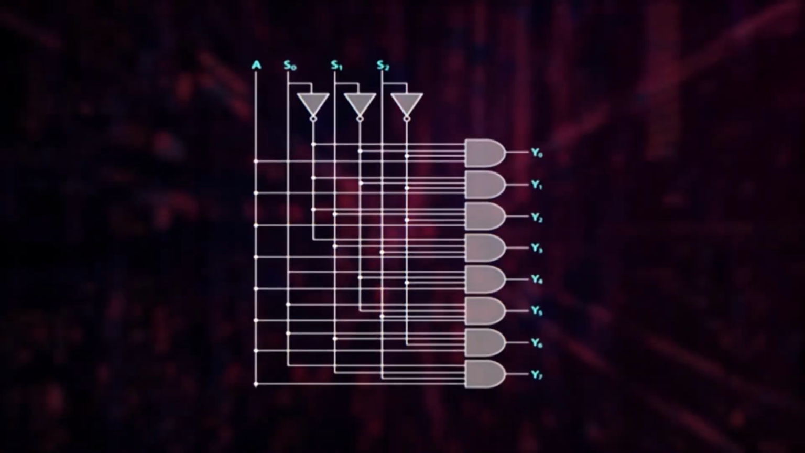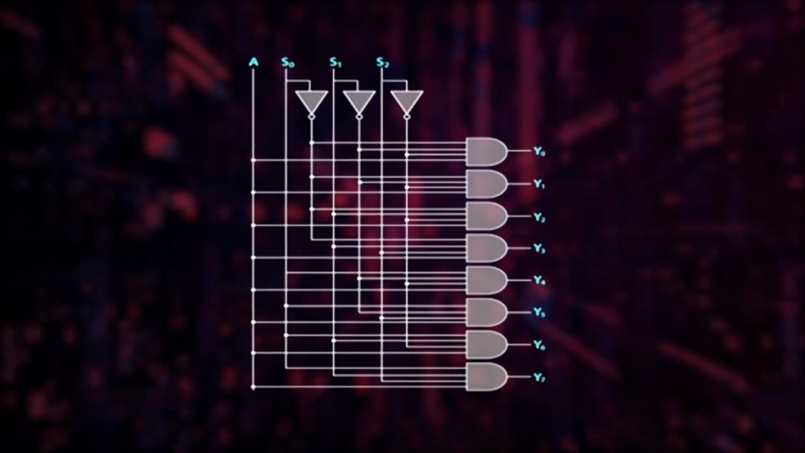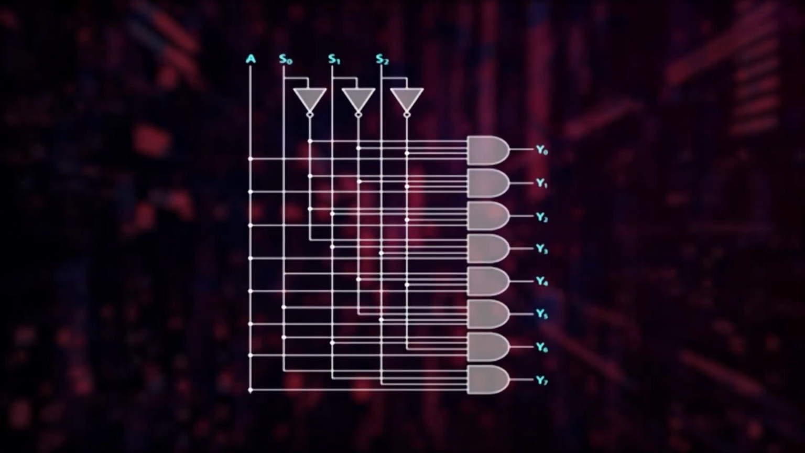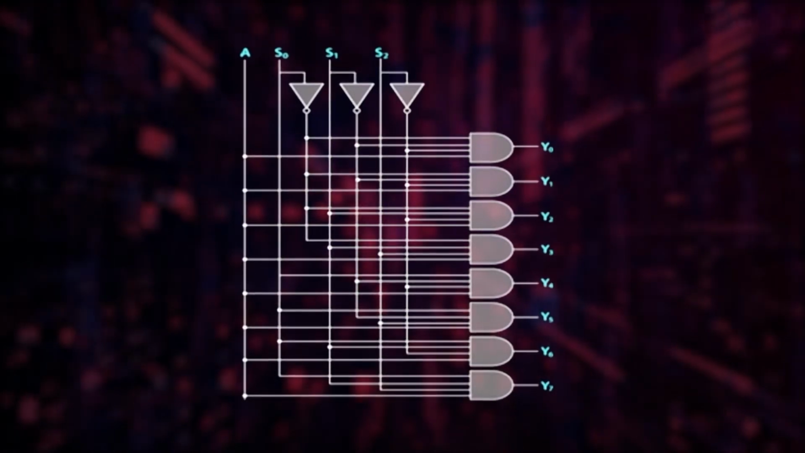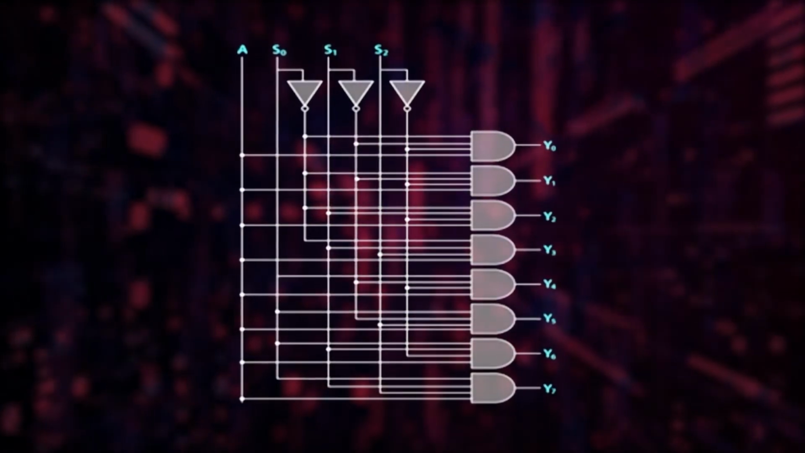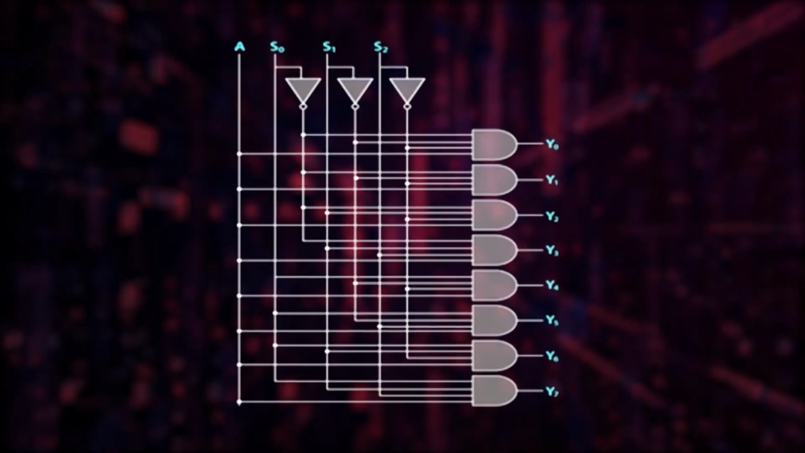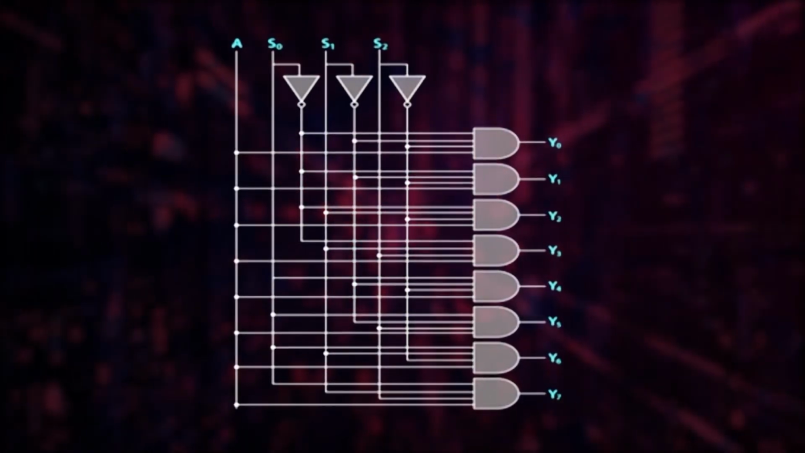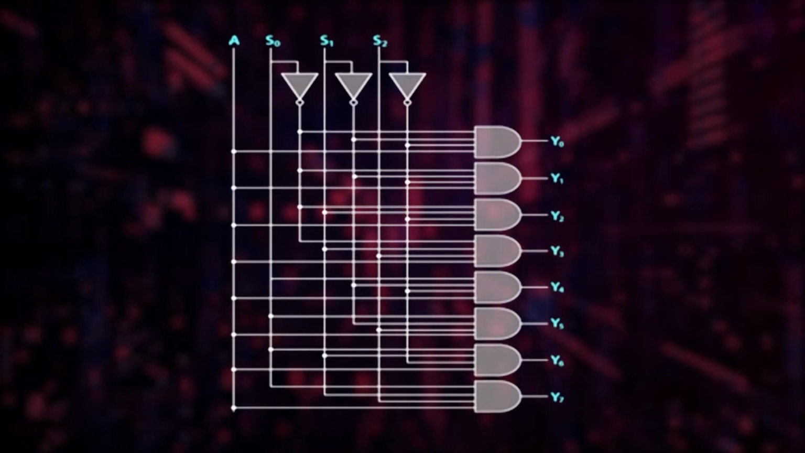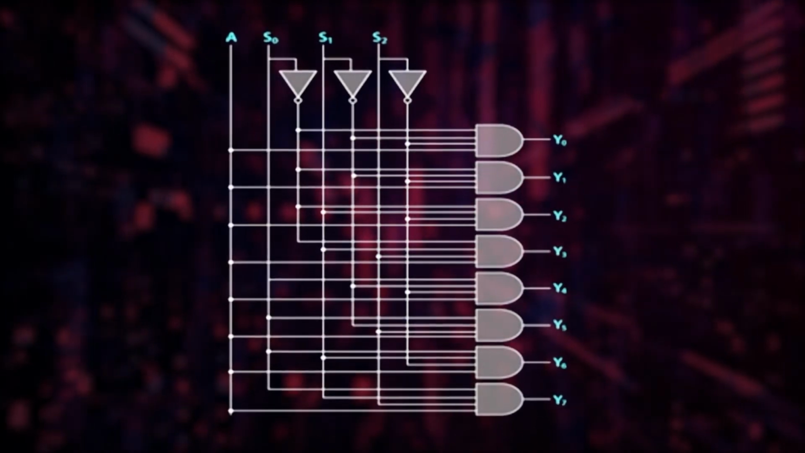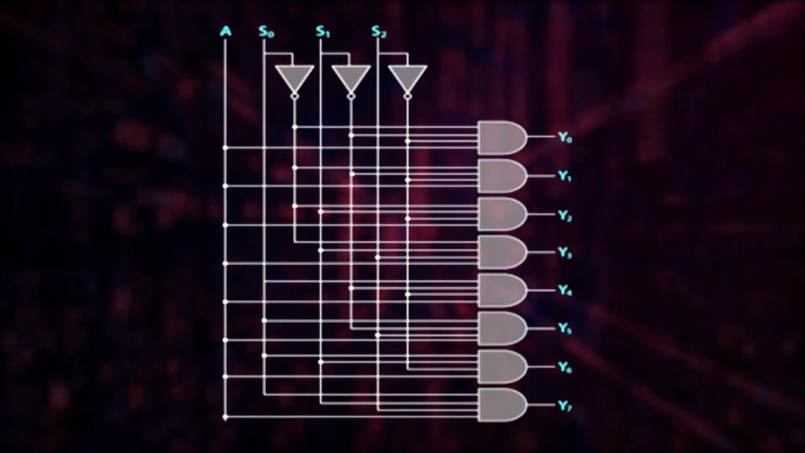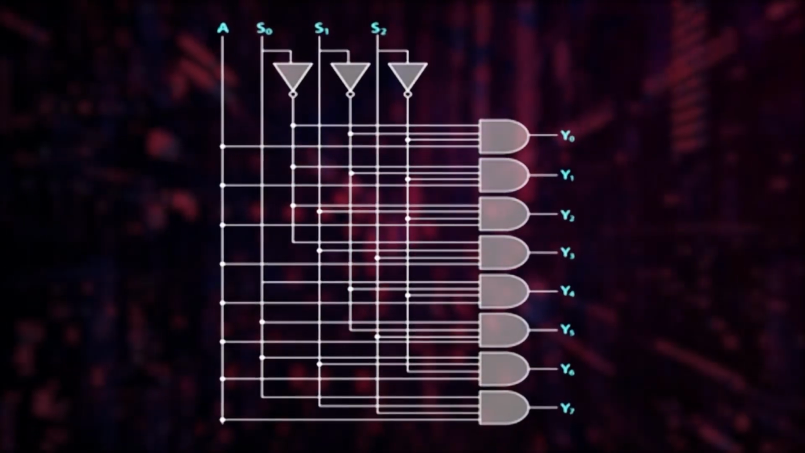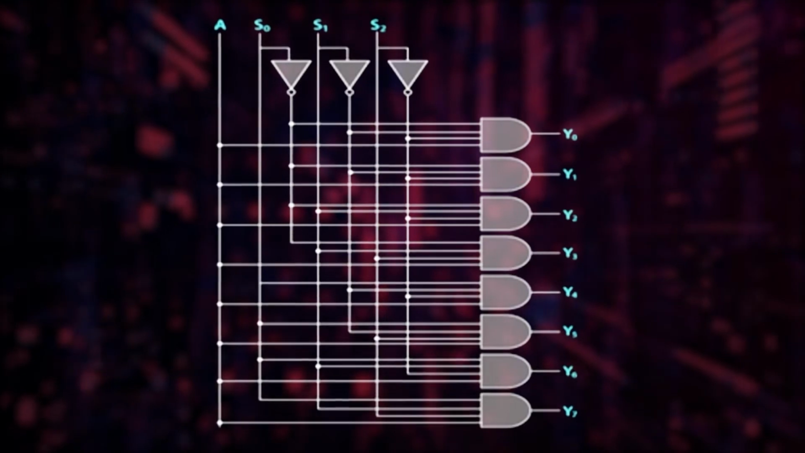Let us draw the circuit diagram. The input A is fed to all AND gates, and 3 select lines, either in complemented or uncomplemented form, are connected to each AND gate along with the A input. Depending on the value of the select lines, one of the AND gates will be active and produces the output. The circuit diagram of a 1 to 8 demultiplexer is given here.